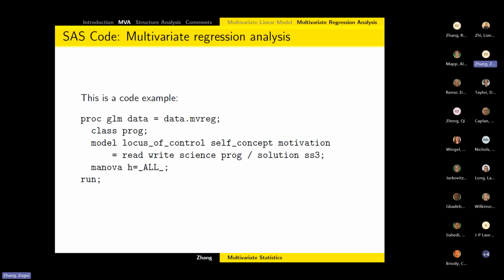So by using very simple SAS code, like GLM, we can handle continuous variables as the independent variables. The only difference for the model is that we can put all of the outcomes, the dependent variables, on the model's left side, and we can put the risk factors or independent variables on the right side, and we just use MANOVA, and we can generate the results.